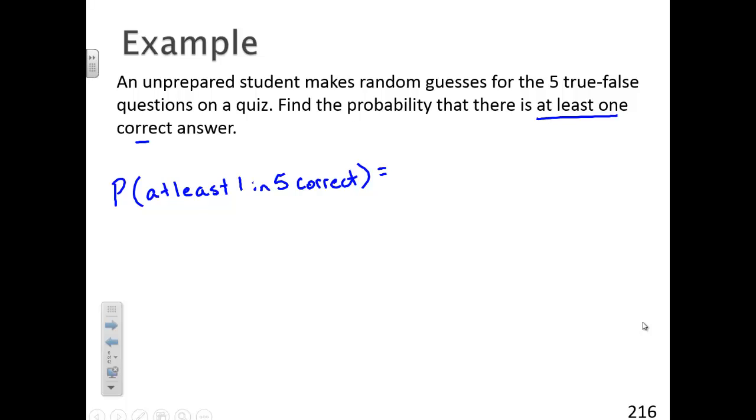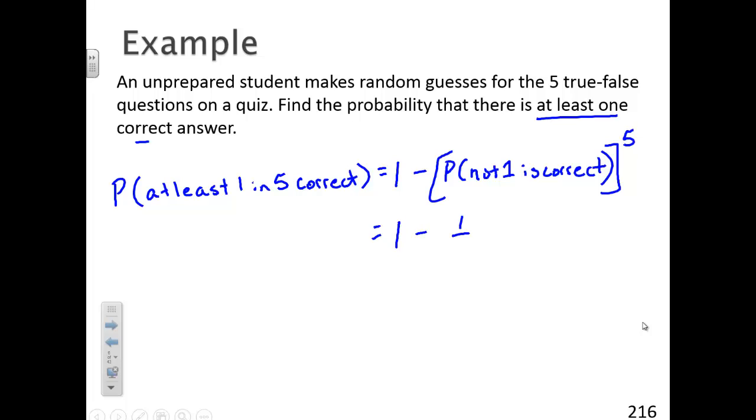So, the formula tells us that we need to do 1 minus the probability that not 1 is correct. And that's in one trial, or one question in this case, raised to the number of trials, which in this case would be the number of questions, so there are 5 questions. If it is true-false, then the probability that you get it correct is 1/2. The probability that you get it incorrect is 1/2. So that's 1 minus 1/2 to the 5th.